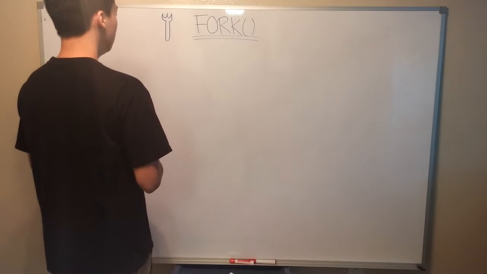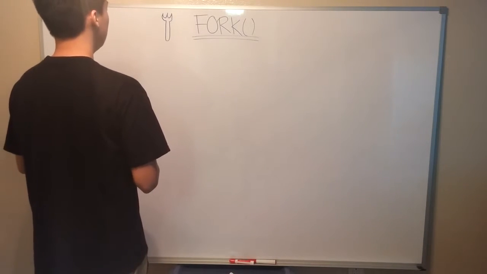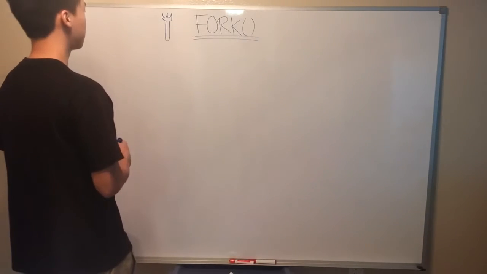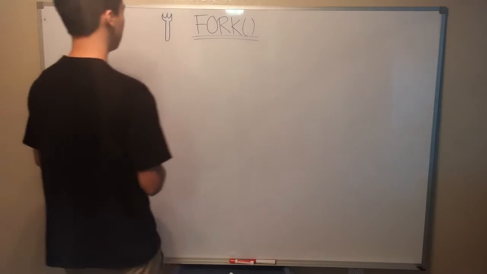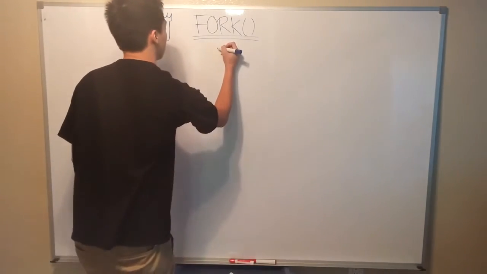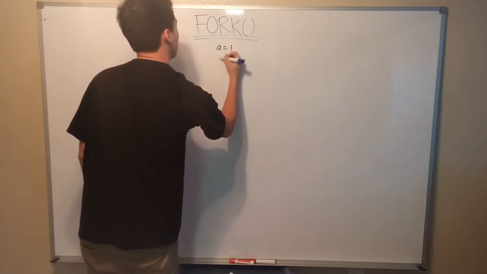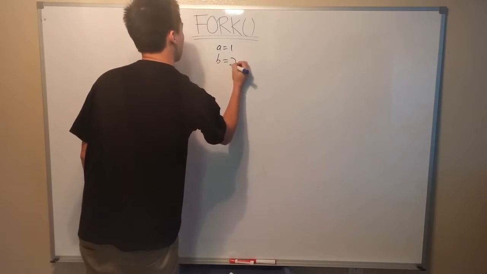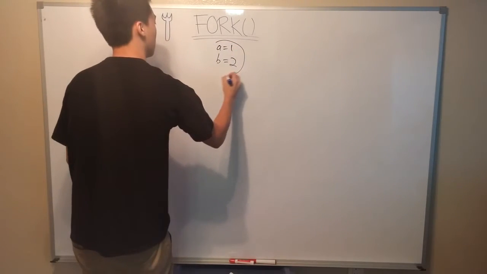And this is our fork system call tutorial. Let's do this. Okay, let's say we have a process, our program, that contains a couple of variables, a is equal to 1 and b is equal to 2. We will represent a process with a circle.